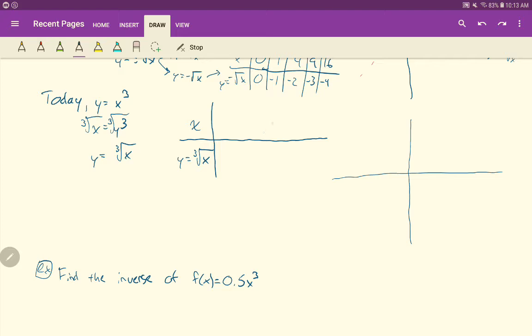So we'll put in whatever numbers we want here. I'm going to put 0 in the center, so that way I can use some negative numbers over here and some positive numbers over here. So what will be some good negative numbers to pick? Well, -1, for example, because we can cube root the -1.